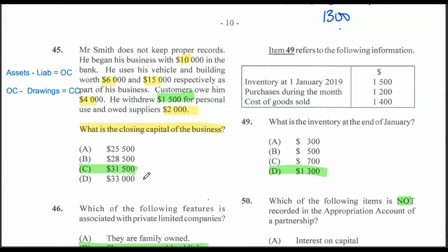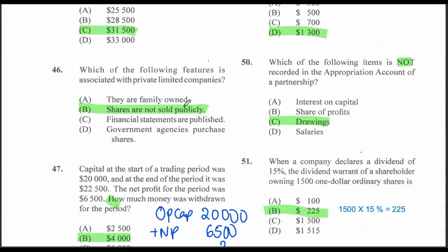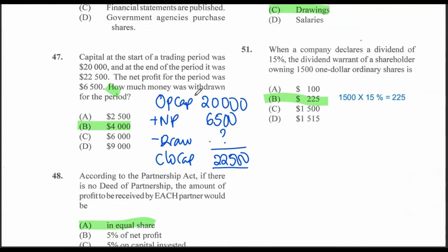Good job. Now, question 46, which of the following features is associated with private limited companies? Private limited companies, as we all know, shares are not sold publicly. Good. Question 47, capital at the start of the period was 20,000, at the end of the period was 20,005. The net profit was 6,005. How much money was withdrawn for the period?